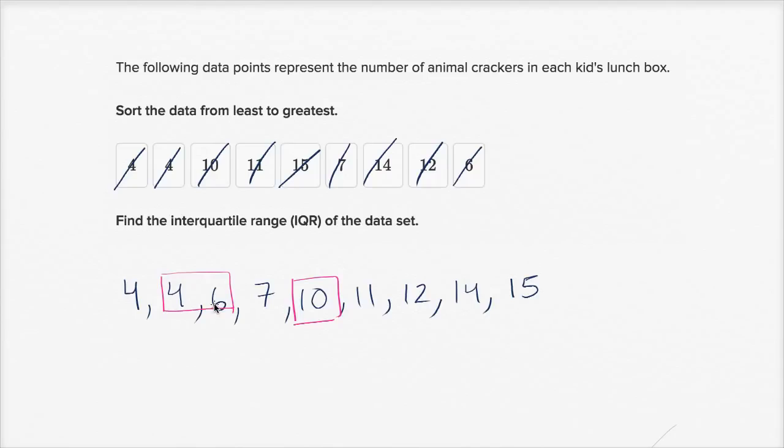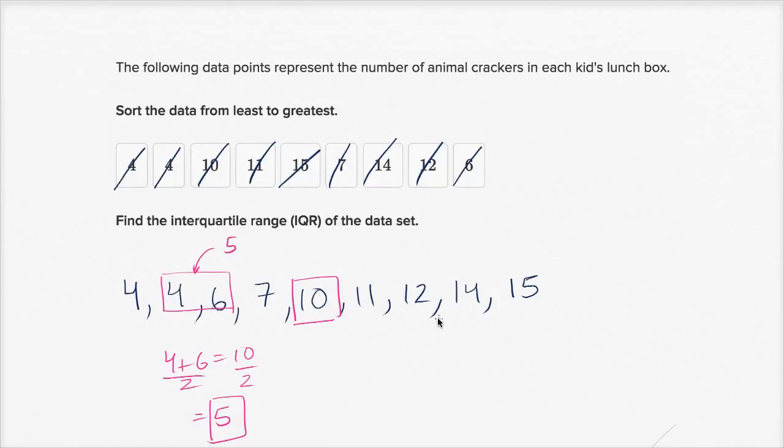So the average of 4 and 6, halfway between 4 and 6, is 5. Or you could say 4 plus 6 is equal to 10. But then I want to divide that by 2. So this is going to be equal to 5. So the middle of the first half is 5. You can imagine it right over there.